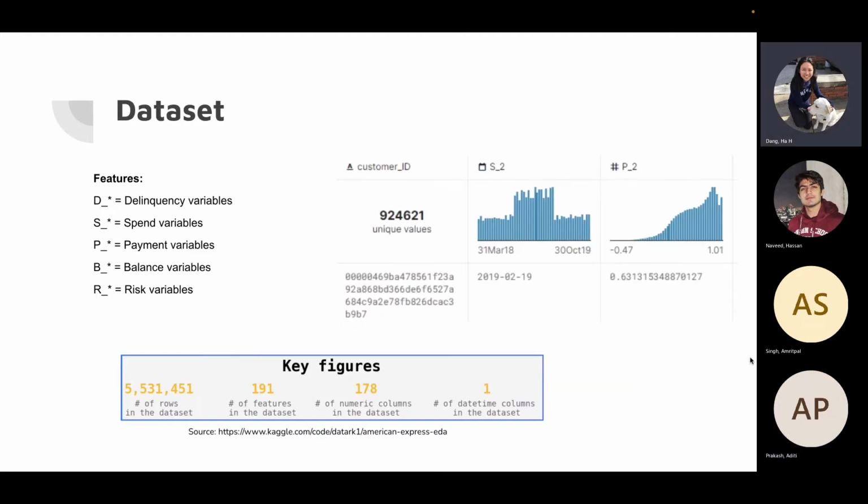We obtained the dataset from the AMEX credit card default prediction competition. There are 5 million data points. Each row corresponds to a user's data. There are 191 features, which have been normalized. 178 of them are numerical. One of the features is a date time. The features are classified into 5 different types: delinquency, spend, payment, balance, and risk.